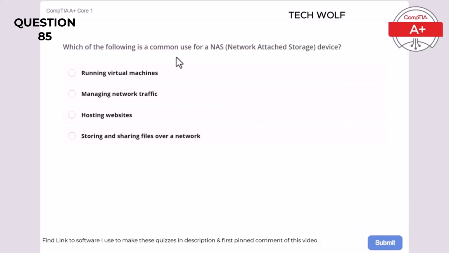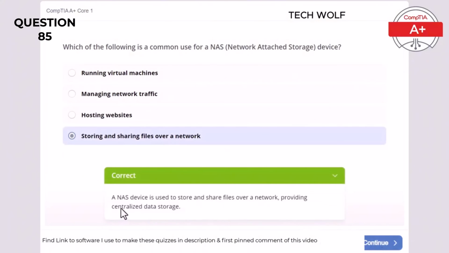Which of the following is a common use for a NAS, network attached storage device? Running virtual machines, managing network traffic, hosting websites, storing and sharing files over network. And we already had a similar question: which of the following is a common use for a NAS, network attached storage device? And obviously it is storing and sharing files over a network. A NAS device is used to store and share files over a network, providing a centralized data storage.